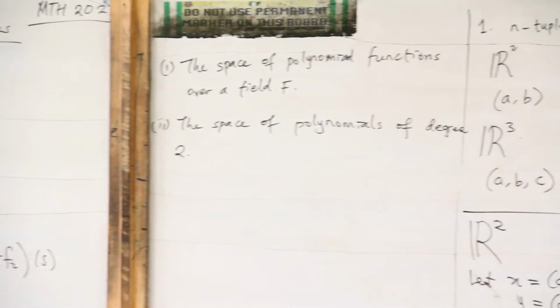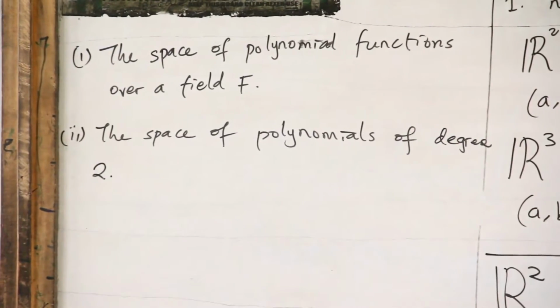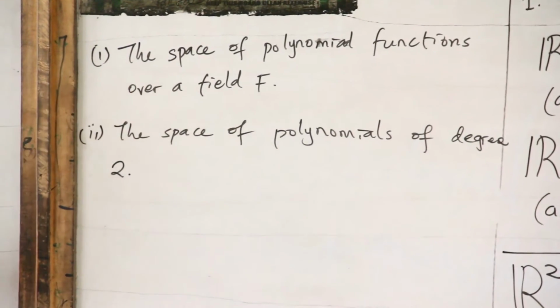Alright, look at this now. So, you may be asked something like this: which of them is actually a linear vector space? Think about this. Which of them do you think is a linear vector space? The first one, the space of polynomial functions over a field F.